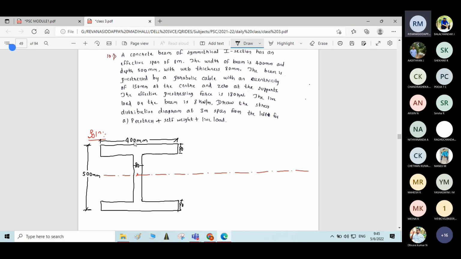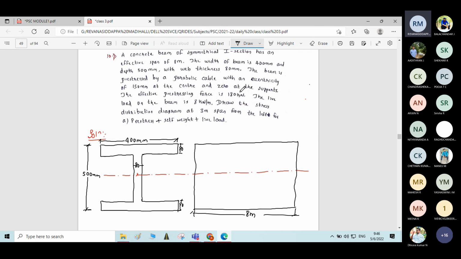Okay, let me write. This is the figure I have written. It is the cross section of the beam. If I write the longitudinal section of the beam, he says that the length of the beam is 8 meter. Span of the beam is 8 meter.